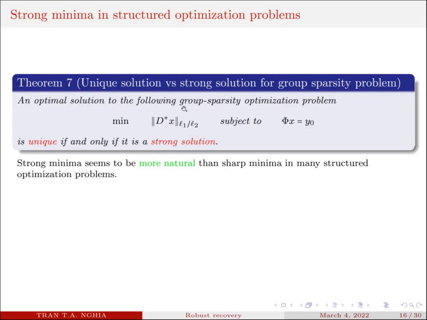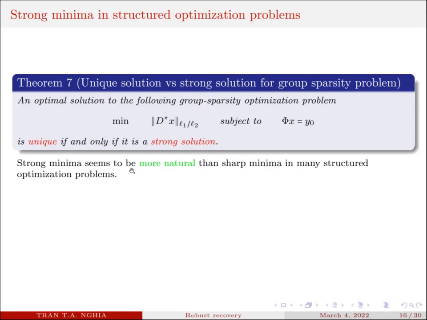We saw the following one. Any optimal solution to group sparsity optimization problems, when you have the norm 1, norm 2 right here, is unique if and only if it is a strong solution. It is not a sharp solution anymore. A unique solution is not a sharp solution anymore. Whenever the norm right here is non-polyhedral, it is not sharp. It is strong. Okay, but it's not just true for the previous problems. It is true for any group sparsity optimization problems.